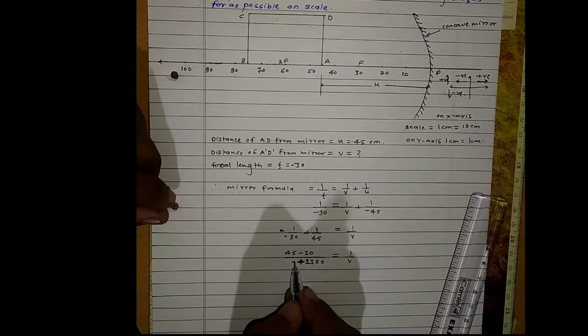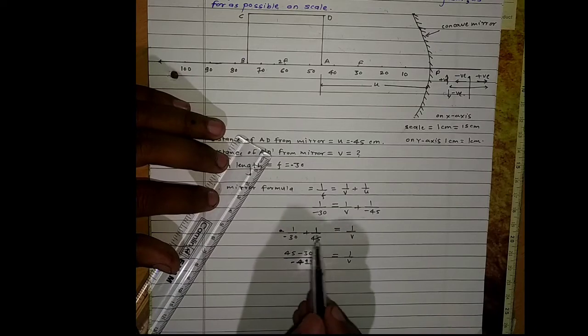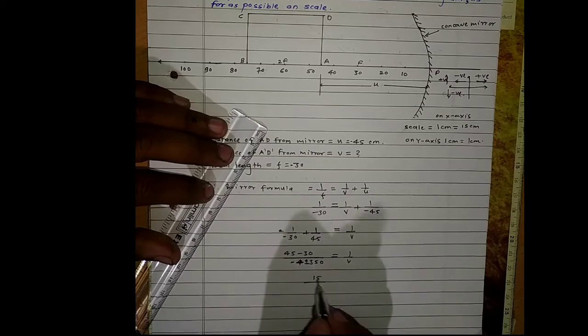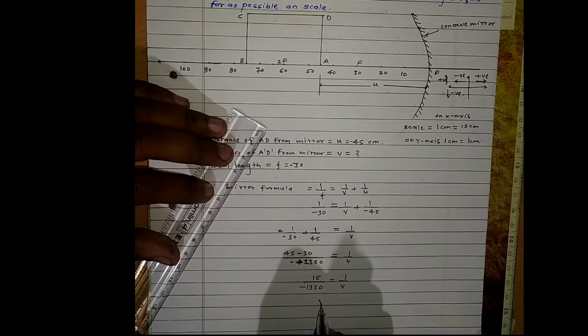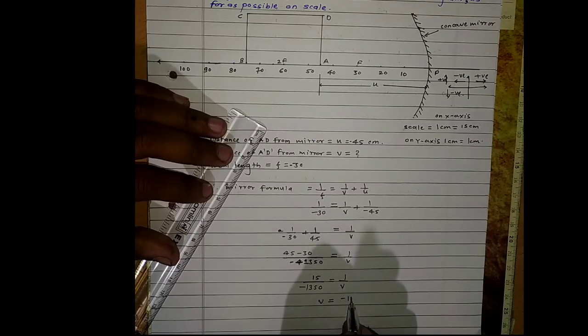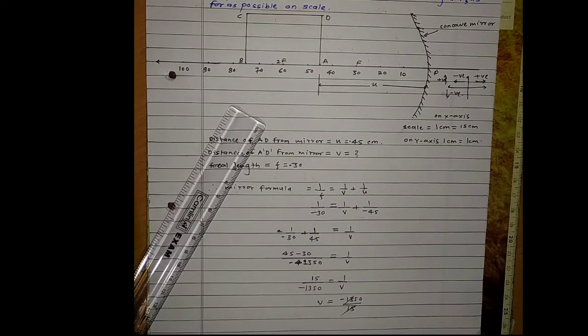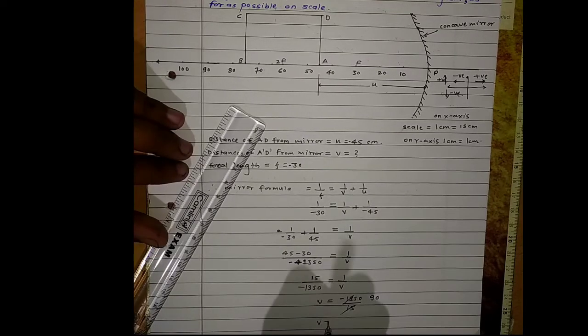Okay, and it is -1. Got it? Now 45, because you multiplied that 45 into -30. So 45 minus 30 will be 15, divided by -1350 to 1. Sorry, so take that v on the left side in the numerator: -1350 divided by 15. Divide it, so you will get the value divided by 15. It will be 90. So you will get v as -90 centimeter.